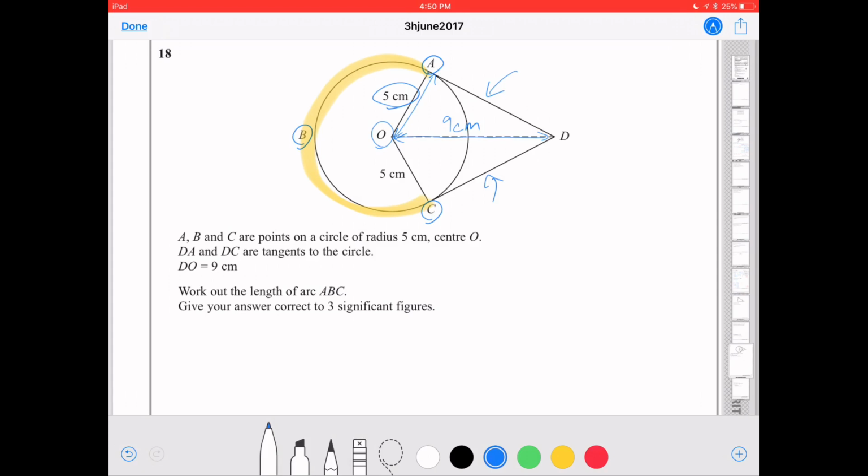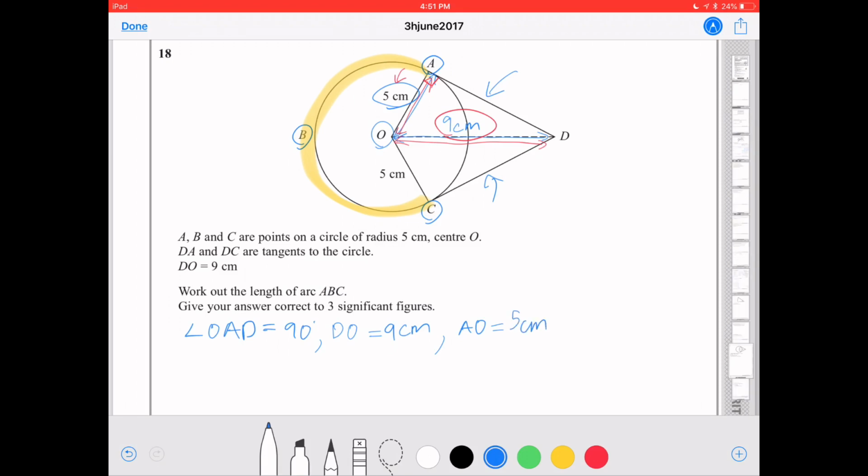So, first, we need to know that a tangent and radius meet at right angles. So, angle OAD is equal to 90 degrees, and DO is equal to 9 centimeter. AO is equal to 5 centimeter.